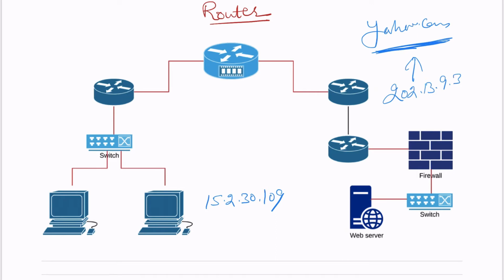So you need to have a router which can help in communicating it. So this is the first thing: inter-network communication. This is the main function of a router.